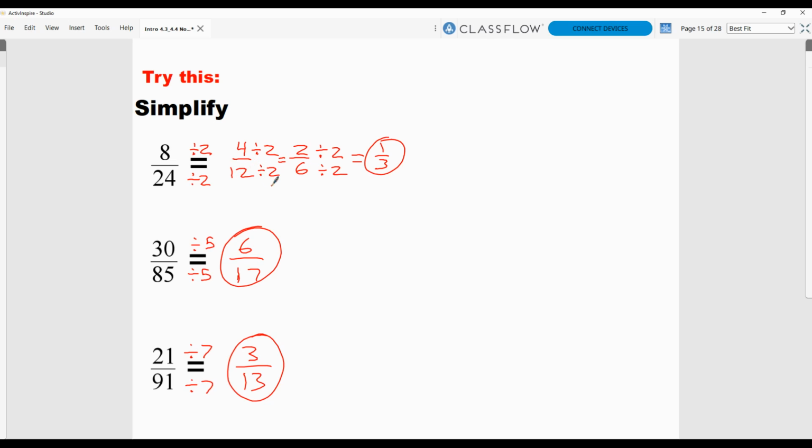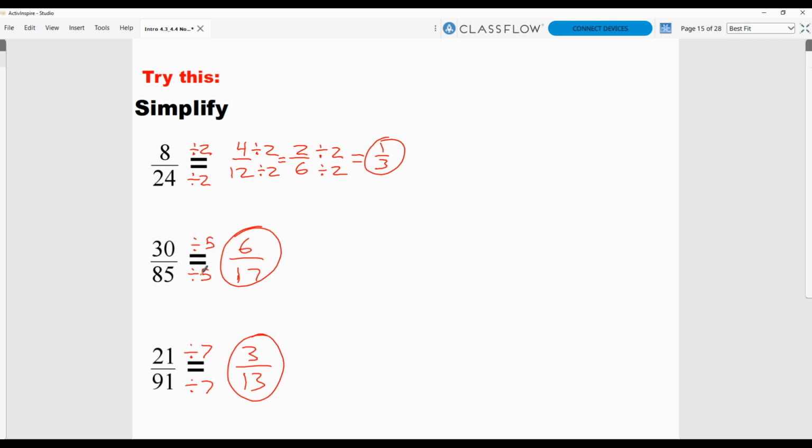Then I can divide by 2 again. I got 2 over 6, excuse me. I can still divide by 2, so I ended up with 1/3 as a final answer, and that is simplified all the way. You can't divide those by anything anymore.